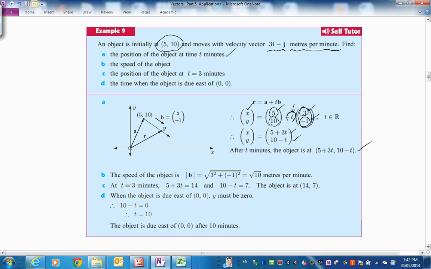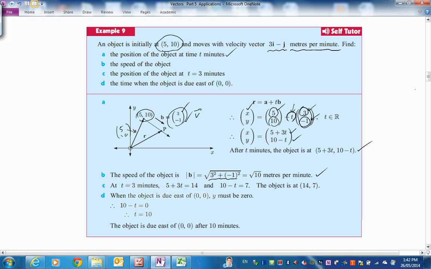And here's our drawing here. We travelled out to 5, 10, so this was the vector 5, 10 to get out to that point. And then we're going to have t lots of this thing here, 3, negative 1, which is b, which here in this context is our velocity vector. Good stuff. And the speed of the object is the size of that b, which is the root of 3 squared plus negative 1 squared, root 10 metres per minute.